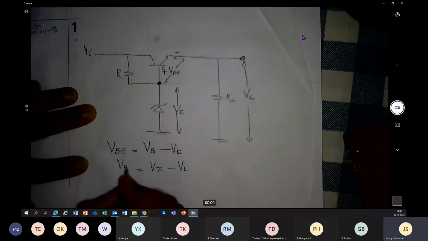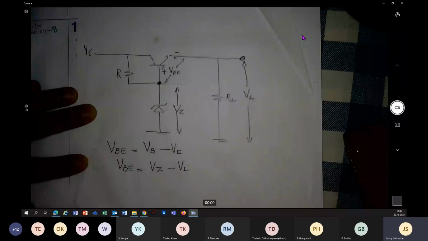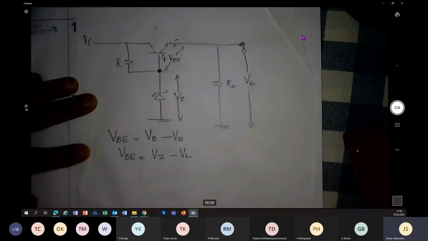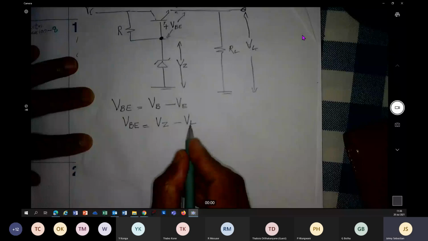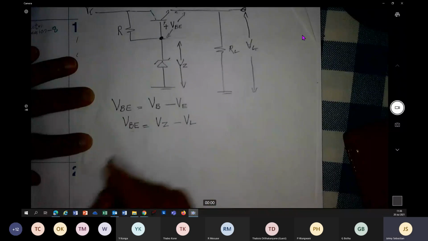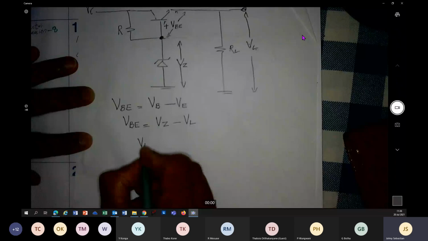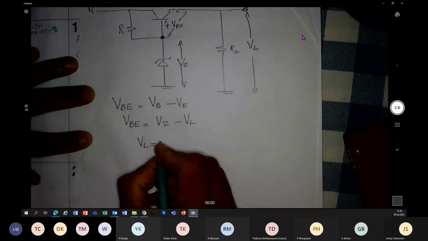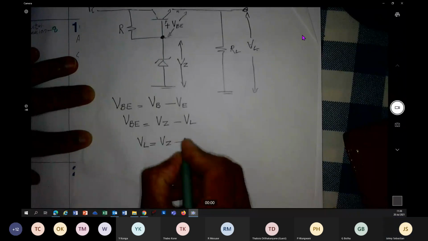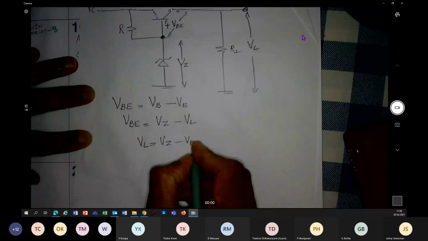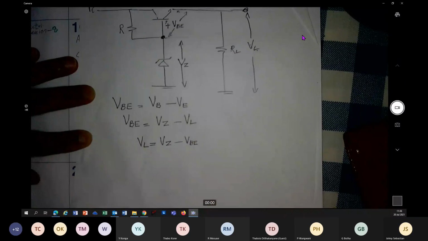So basically we have VBE equals VZ minus VL. So what you do is isolate that VL, move it to the left side. What do you get? VL equals VZ minus VBE. Are you getting it? Yes, sir.